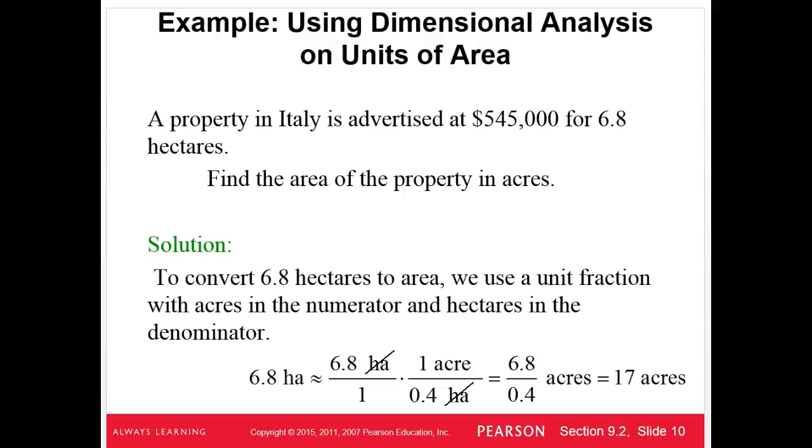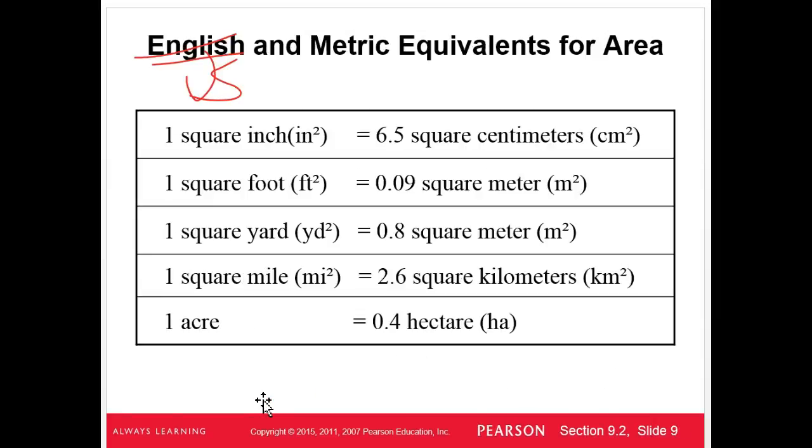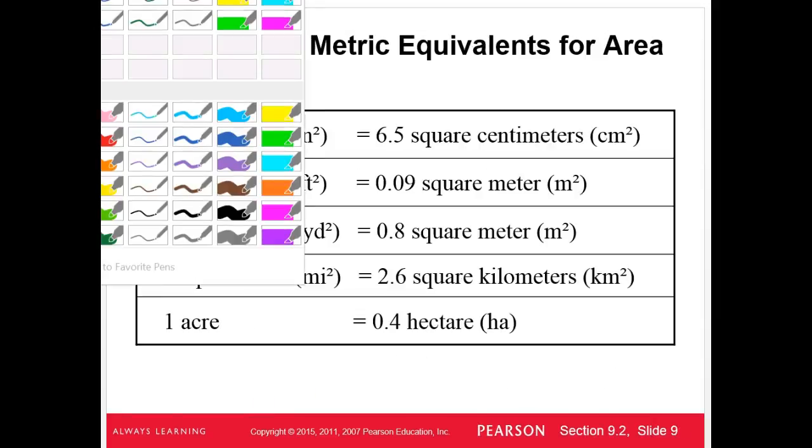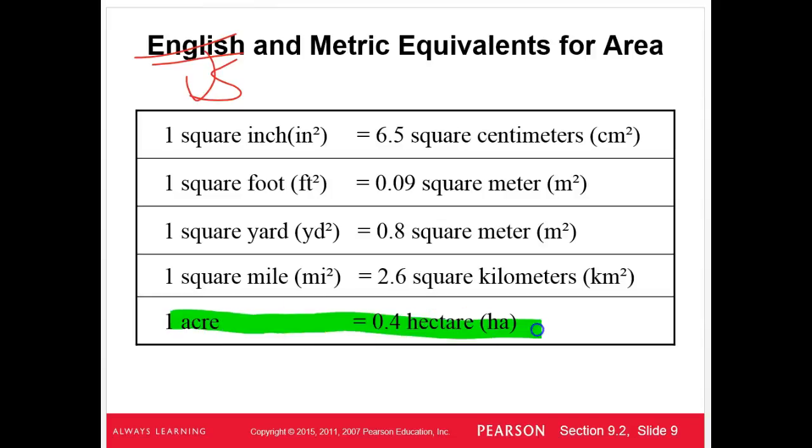Alright, so let's use dimensional analysis for units of area. A property in Italy is advertised at $545,000 for 6.8 hectares. Find the area of the property in acres. Well, we just go back. This is the unit that we're dealing with, so we're going to start with that, and because we're starting with hectares, we are going to use this one down here because we want to go from hectares to acres.